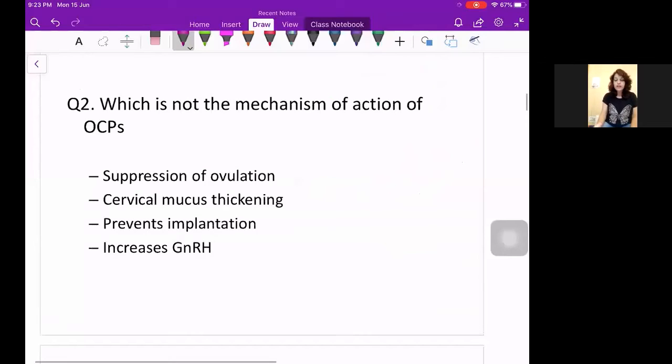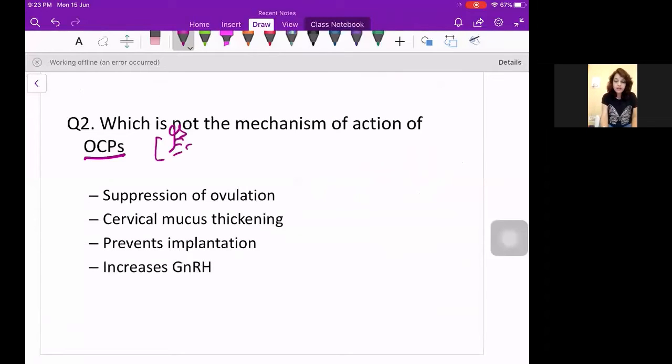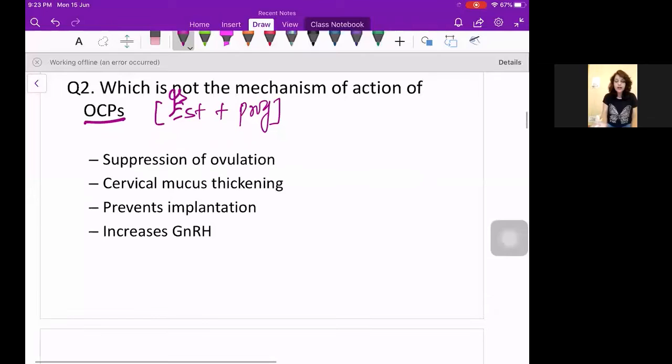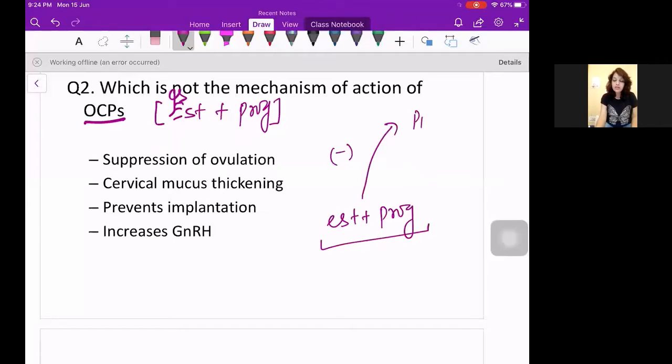That is, which is not the mechanism of action of OCPs? Now, oral contraceptive pills, that means a combination of estrogen and progesterone. So the combined OCPs, as they contain estrogen plus progesterone, cause a negative feedback inhibition at the level of pituitary. Estrogen reduces the release of FSH and progesterone reduces the release of LH.